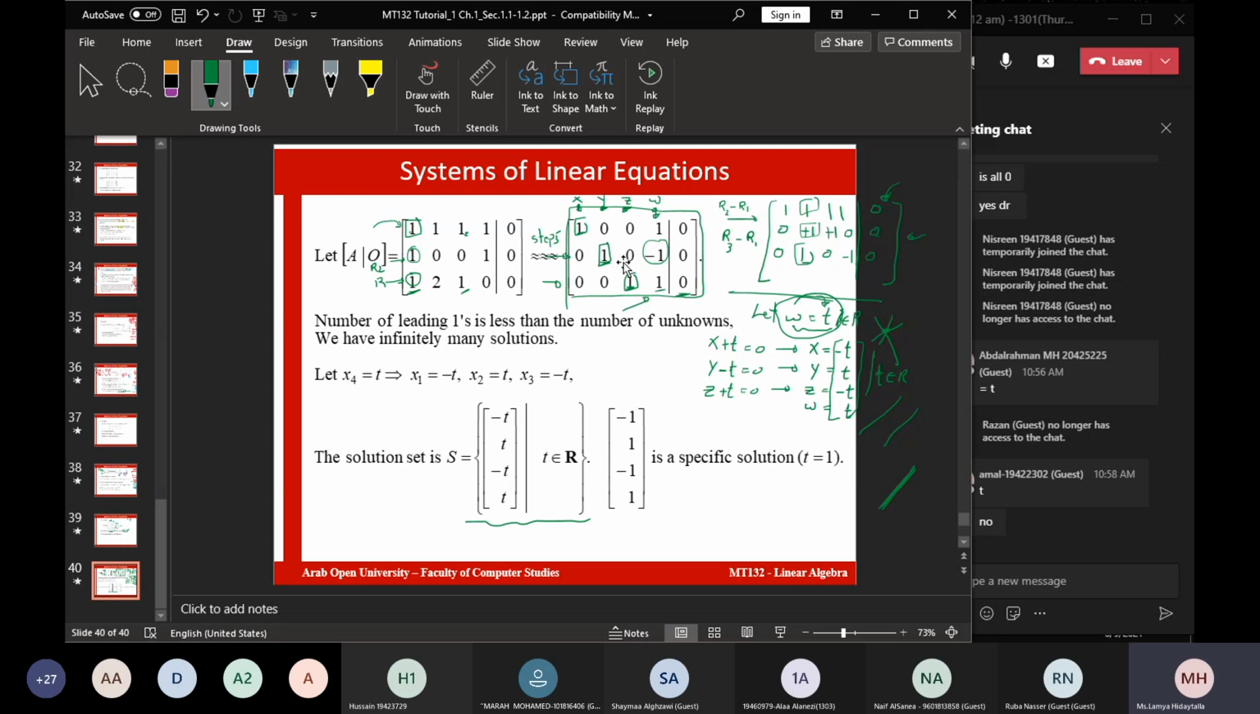Now from the second equation what do we have? 0 times x plus 0, plus 1 times y, so it is y. 0 times z, of course, minus 1 times w, which is minus w. But the w is t, so minus t. So y minus t is equal to 0, correct? So y equals t, and so on. You complete your solution. Clear now?